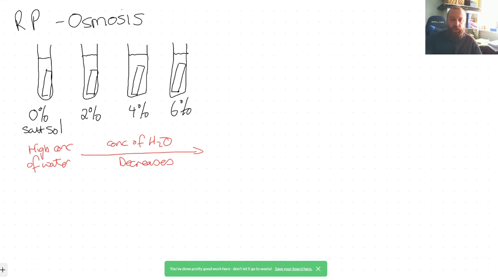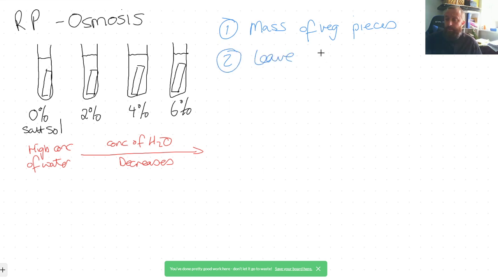What you would do is weigh the potatoes beforehand, or the root veg of your choice. You would put them into the same volume of the different salt solutions. You would leave them for a set amount of time. After that, we would remove them. We would pat them dry to make sure that we're not working out the mass of the water on the outside of them.